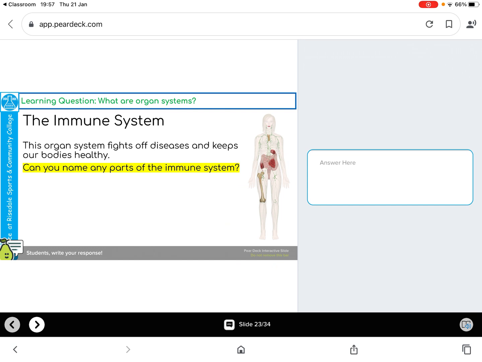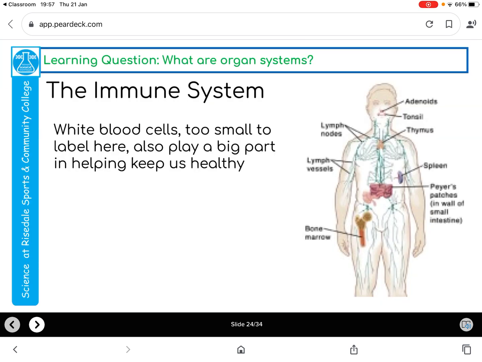We've got an immune system. So this contains different organs in our body that will fight off diseases and keep our body healthy. So this isn't a very good picture, I realise, but it's kind of your lymph system. So lymph nodes and lymph vessels.